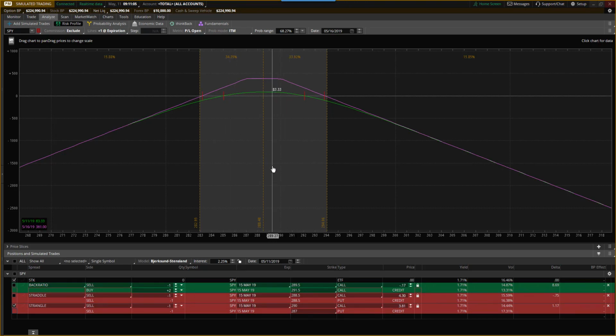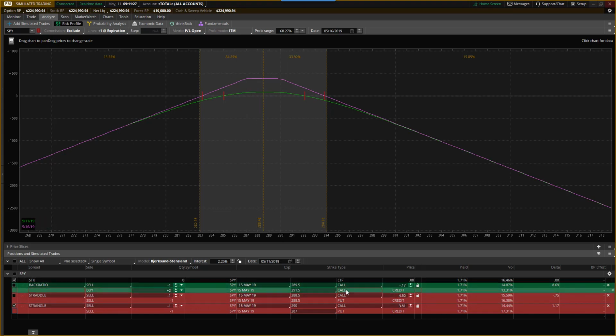The strangle allows me to move my break-evens to the edge of the expected move, because if SPY is supposed to stay inside of here anyways, that would be where I would want to build my trade so that anywhere in here I could find profit before expiration.